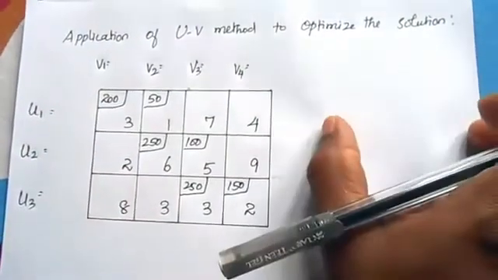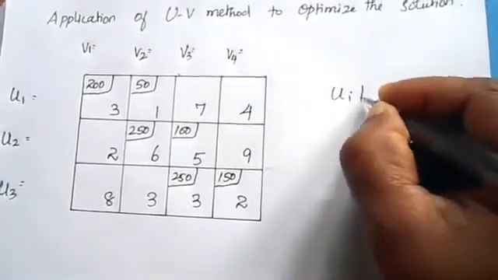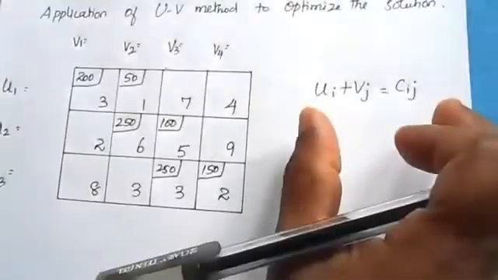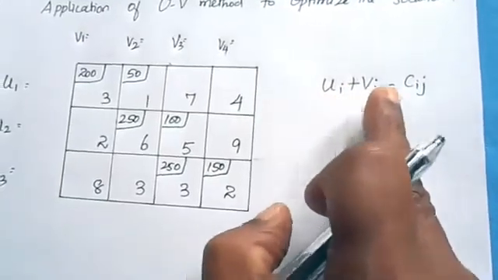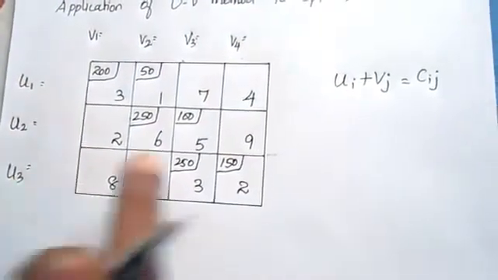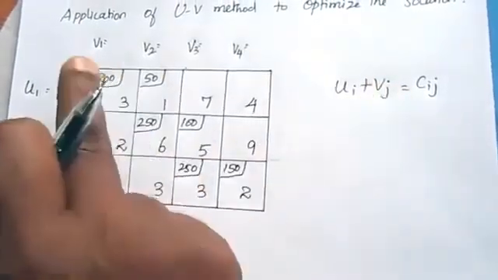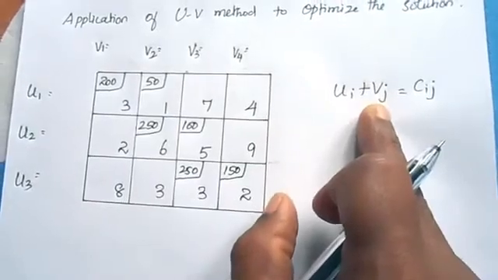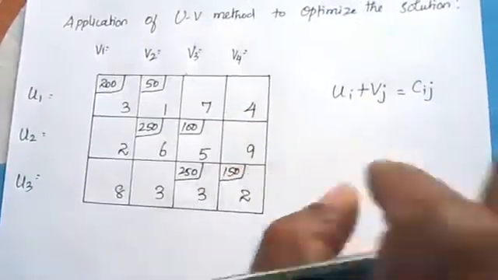So we need to find the value for U and V. There is a separate formula to find the U and V. So this is the formula: Ui plus Vj is equal to Cij. Ui means, for 3 rows, we have U1, U2, U3. Vj means column value. So first column, second column, third column, fourth column: V1, V2, V3 and V4. Cij means allocated cell. So here we have 6 allocated cells.